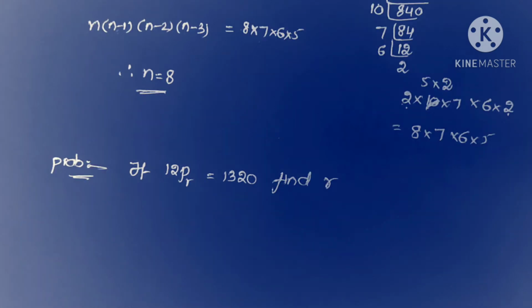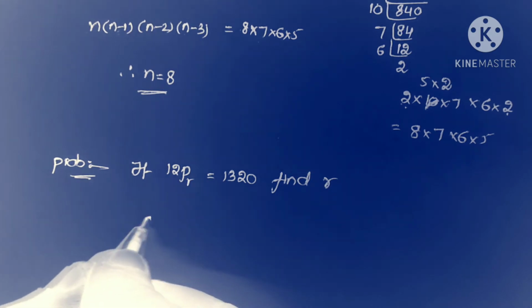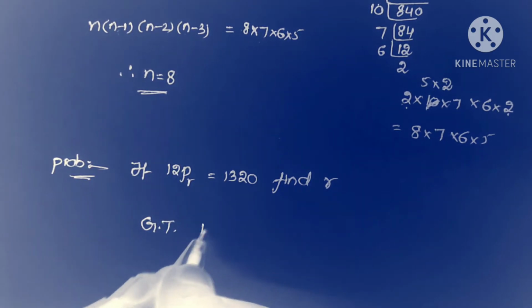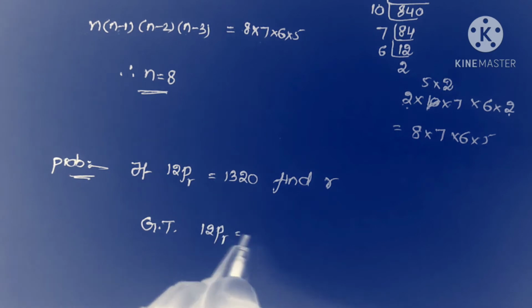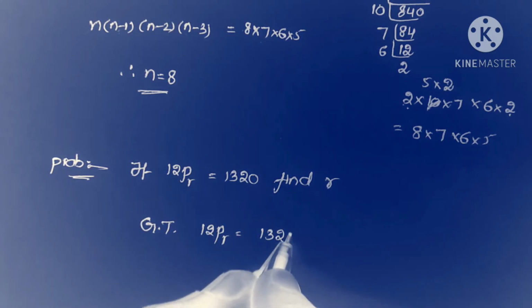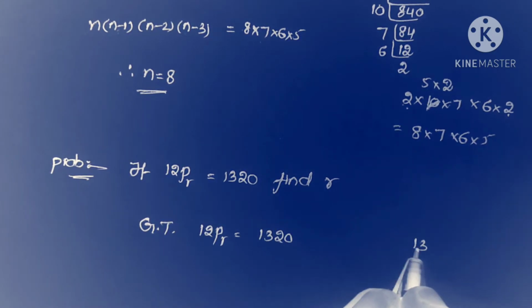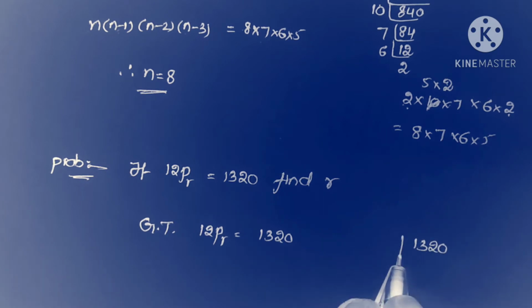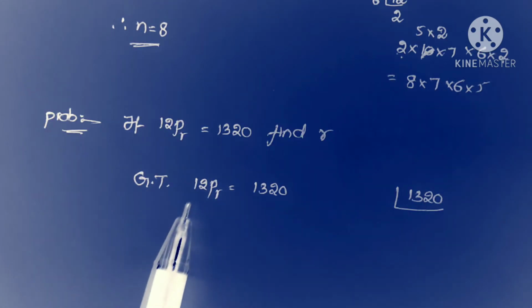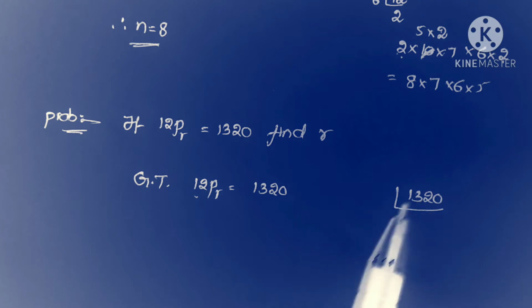That's all. Second problem: if 12PR is equal to 1320, then find the R value. So, given that 12PR is equal to 1320. Now, taking the factorization of 1320. Already here we have the number 12, so here we form the number 12.